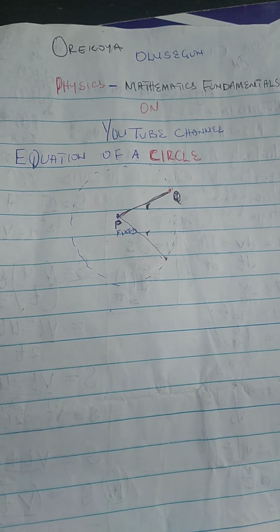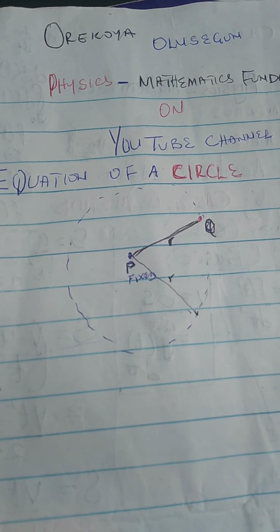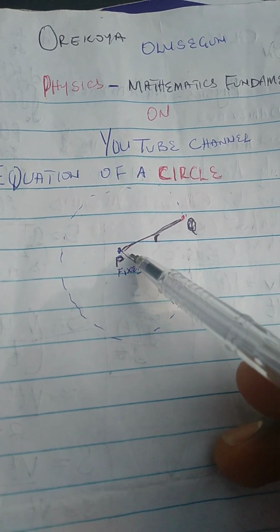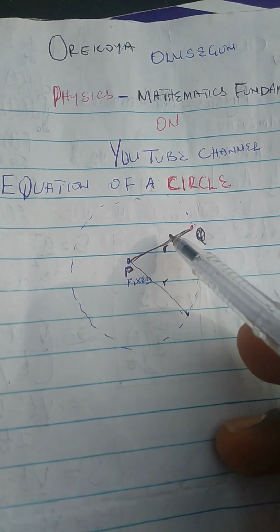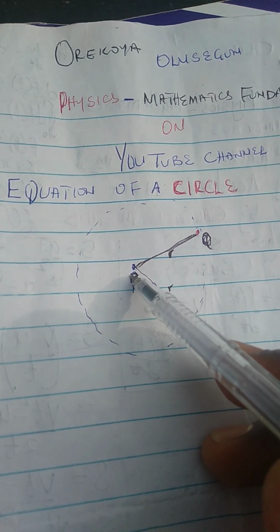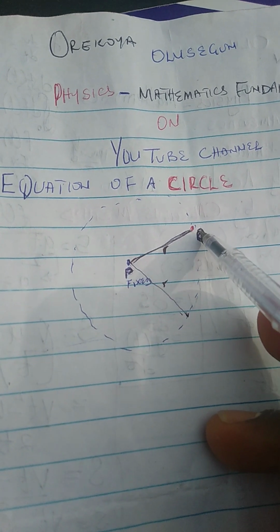Today, we are going to deal with the derivation of the equation of a circle. Now, what is a circle? For us to describe a circle, let's consider two separate points P and Q. Point P is taken to be fixed, that means it's not moving, while point Q is moving.